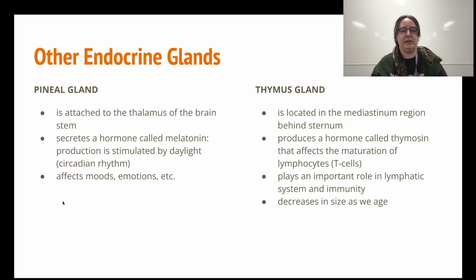Now, other endocrine glands. Let's talk about the other guys. So we've got the pineal gland. This is attached to the thalamus of the brainstem, so back here. It secretes a hormone called melatonin, and its production is stimulated by daylight. This is where our circadian rhythm comes from.